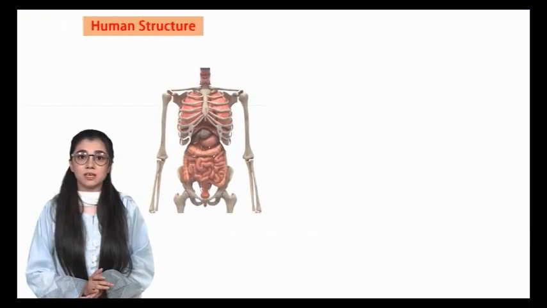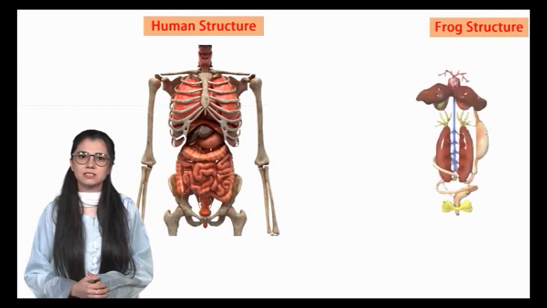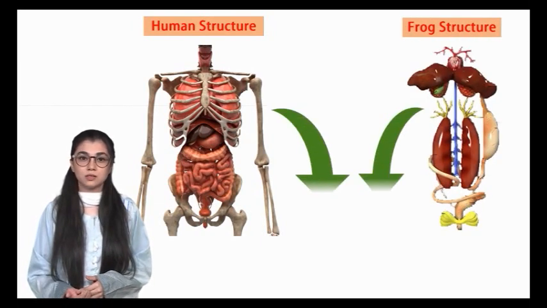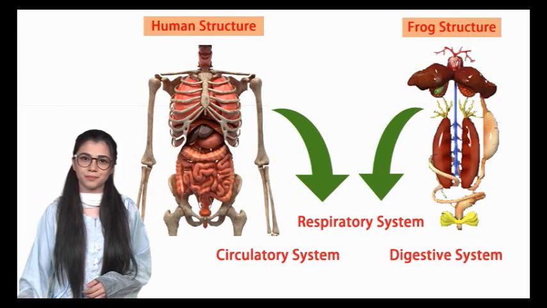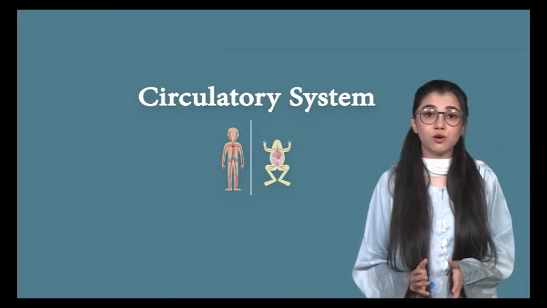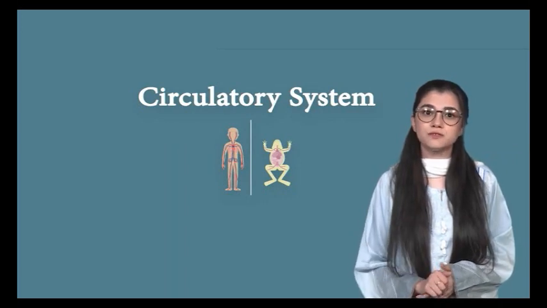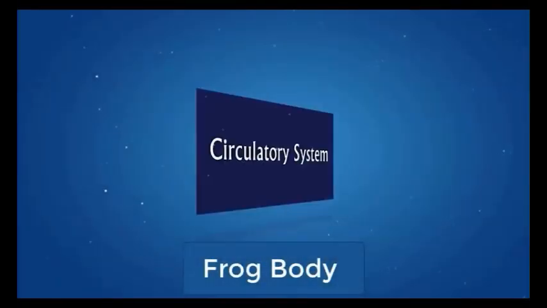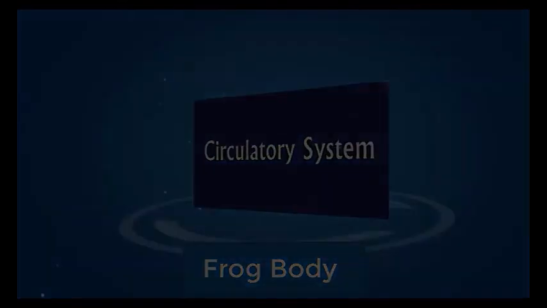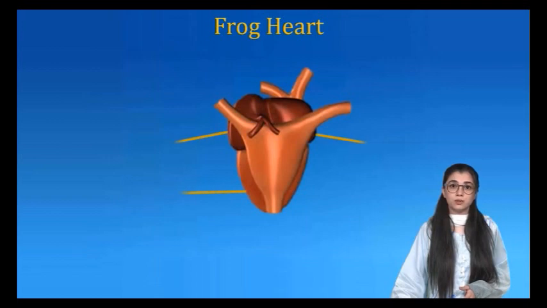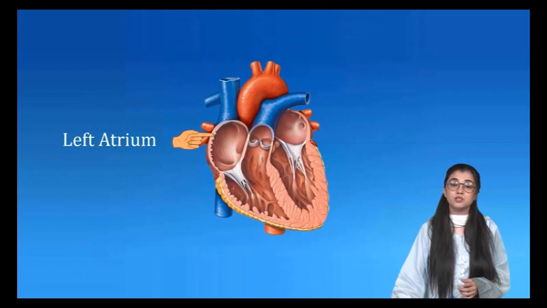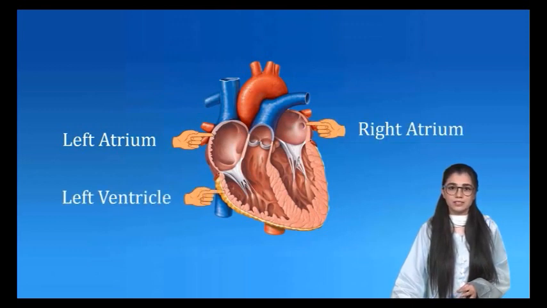These three systems have some similarities. Let's discuss these systems one by one: circulatory system, digestive system, and respiratory system. First of all, we will discuss common points of the circulatory system. However, frogs have a three-chambered heart with two atria and one ventricle, compared to humans' two atria and two ventricles, which operates as the heart pumps blood throughout the body.